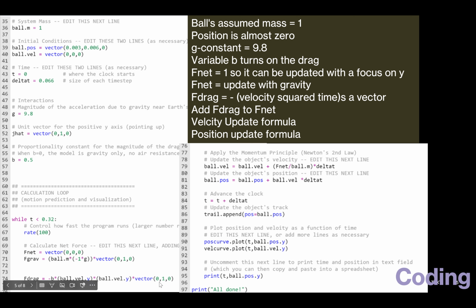And then this is F drag, which is once again the b constant times the y component squared, assigned to a vector again. And then we add those two together to get our F net. So then we apply our momentum principle, which is just velocity update: velocity plus F net divided by mass times delta t, and then our ball position, which is the ball position plus the ball's velocity times delta t. And the rest of this is just plotting stuff, and then we are all done with that.